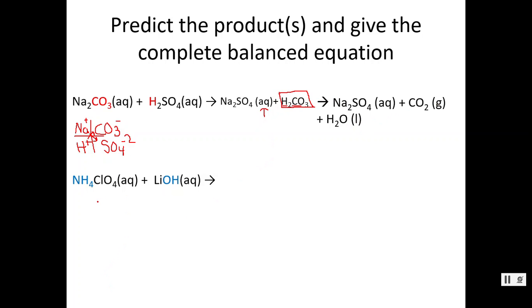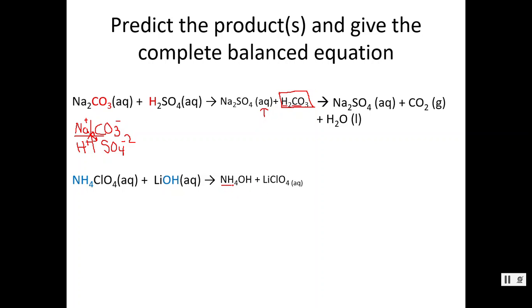Let's do something similar with this next example. And so in this next example, we're still going to do the little crisscross to predict our products. I see that the NH4 is going to be paired with the OH and the Li with the ClO4. Doing that, I get ammonium hydroxide and LiClO4, lithium perchlorate.